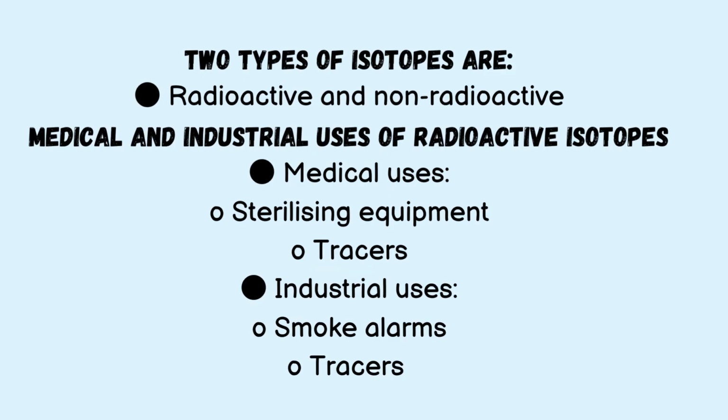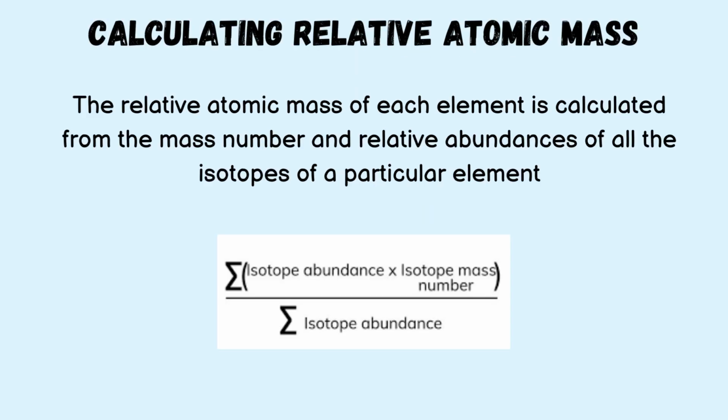Two types of isotopes are radioactive and non-radioactive. Medical and industrial uses of radioactive isotopes. Under medical uses, sterilizing equipment and tracers. Industrial uses, smoke alarms and tracers.